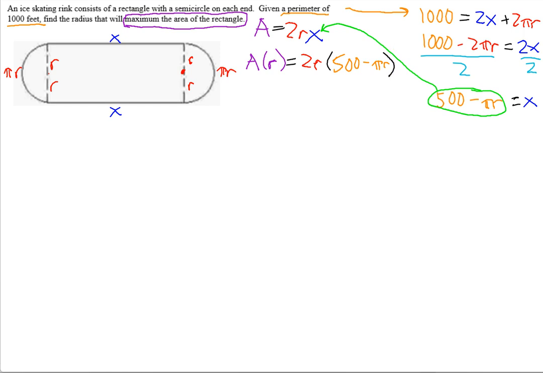So since this is now in terms of one variable, this is what we're trying to maximize. You could take the derivative right now, but if you leave it like this, you have to use the product rule, which is fine. You could do that. But a lot of times, if you take the time to simplify it, it makes the derivative easier. So in this case, if we just distribute out the 2r first before we take the derivative, this is still just A of r.